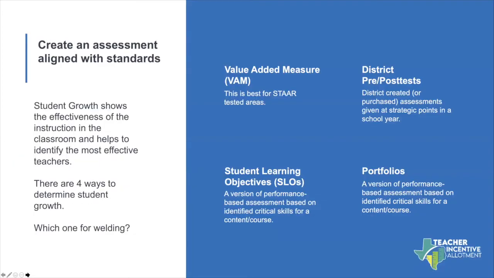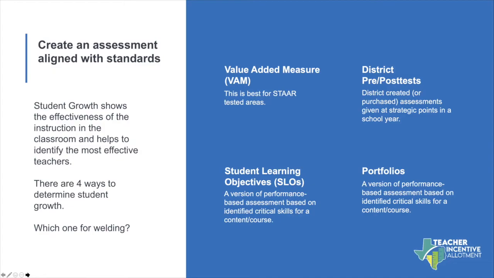Now that we've identified the critical skills and the critical standards, we need to actually get into creating the performance assessment and making sure that it is aligned to the state standards. Student growth shows the effectiveness of the instruction in the classroom and helps to identify the most effective teachers in any school or district. Basically, before you dive headfirst into which one assessment type you're going to pick, you need to know a little bit about the 4 types.